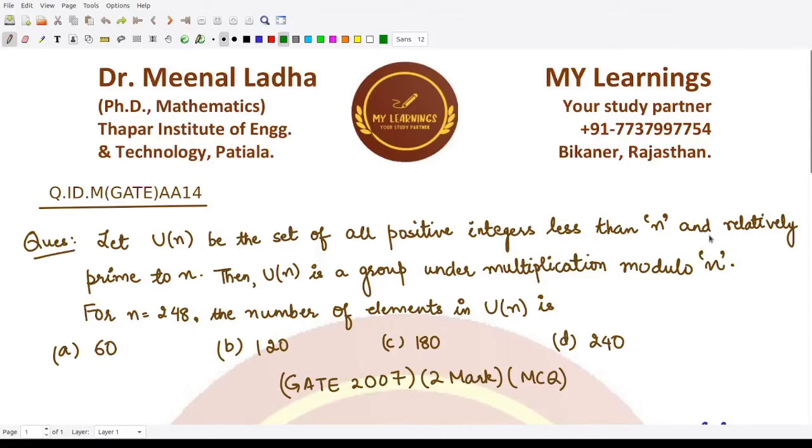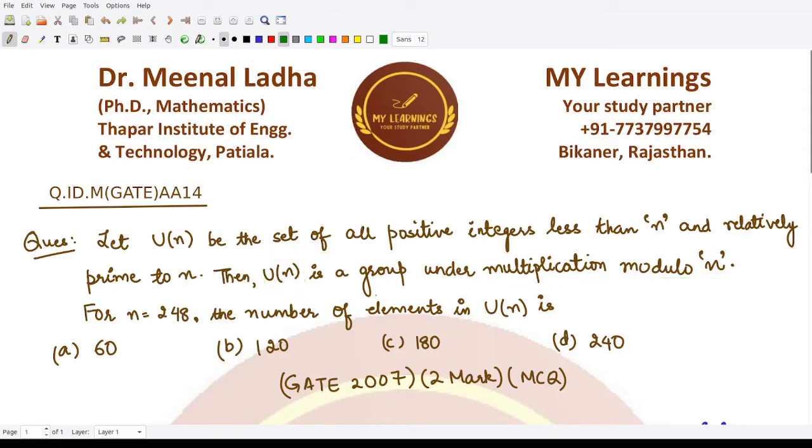In this video, we shall be looking at a question from abstract algebra. So here the question says that suppose Un is the set of all positive integers which are less than n and are relatively prime to n. Then this Un would be a group under multiplication modulo n. This thing we all know, right?